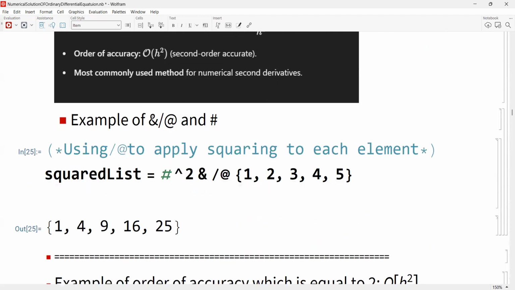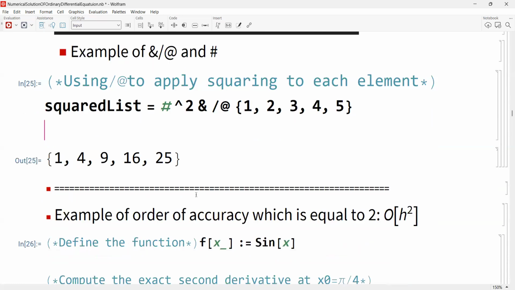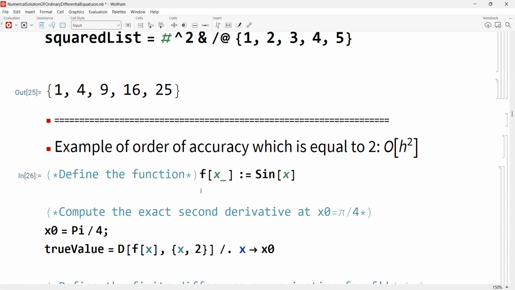Okay, so what is an example of using these symbols in Mathematica? Example: a square list number at secant squared and slash here, and at 1, 2, 3, 4. So we have the output here: 1, 4, 9, 16, 25. So this is an example of order of accuracy, which is equal to 2, O(h squared).